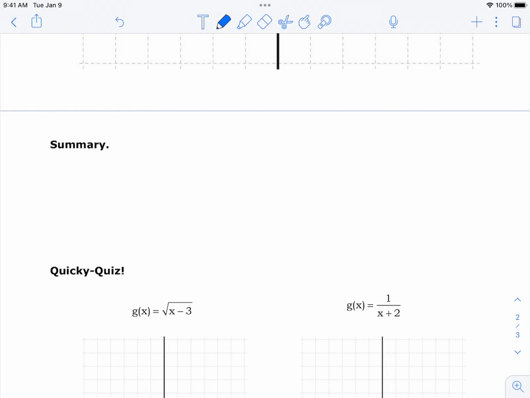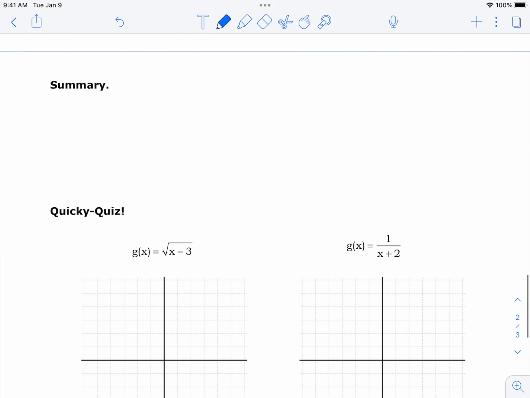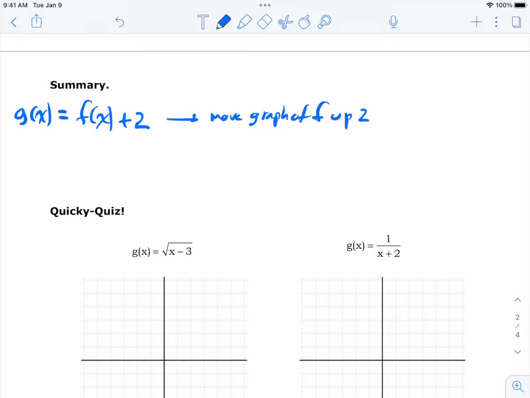Okay, so I think we're ready to summarize now. What color do we summarize in? We'll summarize in blue, I suppose. Summary. If you change the equation f of x by doing this to it, this will move the graph of f up by 2. So if you made a new function by taking some old function and adding 2 to it, this new function, give it a new name, g of x, would look the same. If you graphed it, it would look the same as the graph of f of x, with the exception of everything's been shifted up by 2.